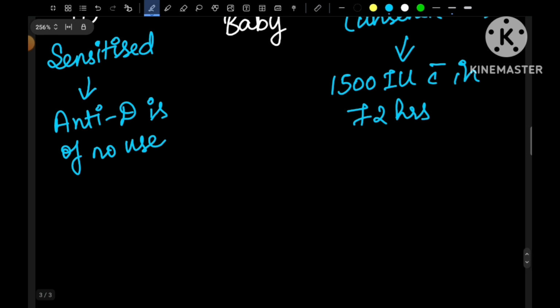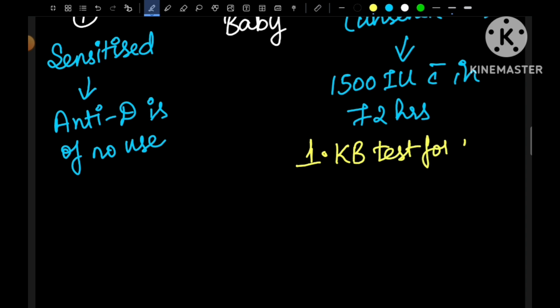Yes. And there is a test called KB test, Kleihauer-Betke test for all. Kleihauer-Betke test should be done for all. If you are interested to know about this test, please refer to textbooks. Or Google it also. You can see about this test. It's a laboratory test, right? So you can search and learn about it in detail. But as of now, for this algorithm, knowing the name is enough, right?